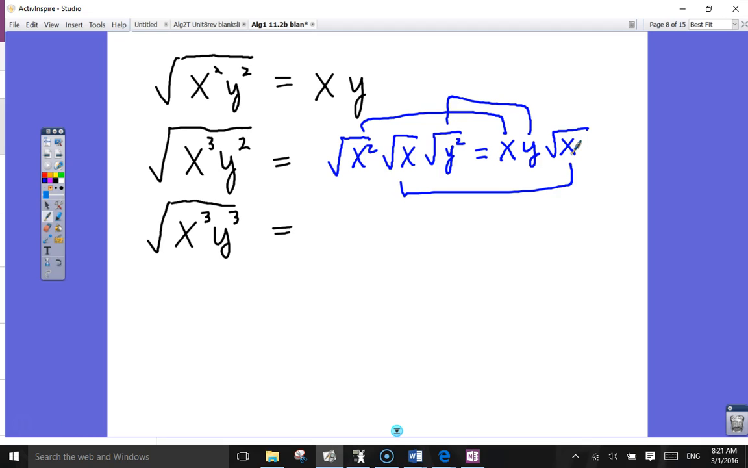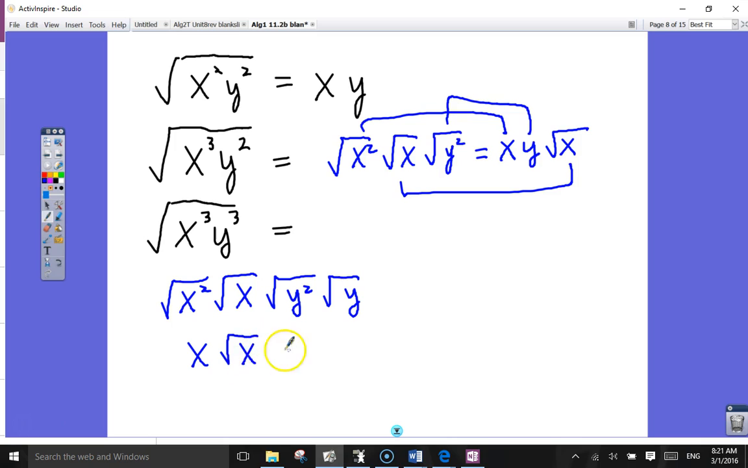Okay, well, what do you think the next one will look like if it's the square root of x to the third and y to the third? Yeah, I mean, you can split it up, right? This can be the square root of x squared times the square root of x times the square root of y squared times the square root of y, right? And that's x times the square root of x, y times the square root of y, but we would write that like x y times the square root of x y.